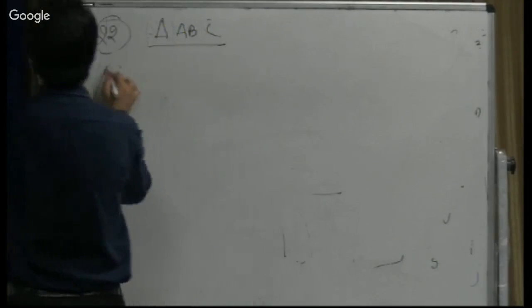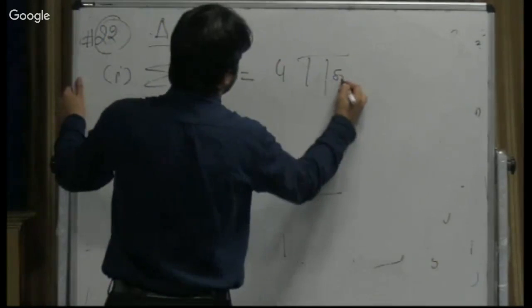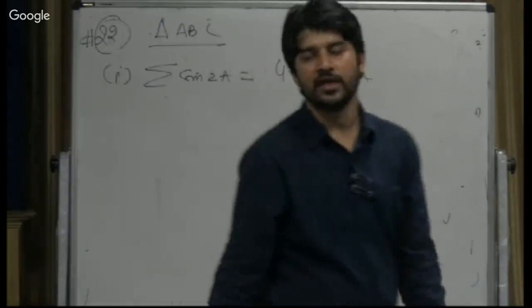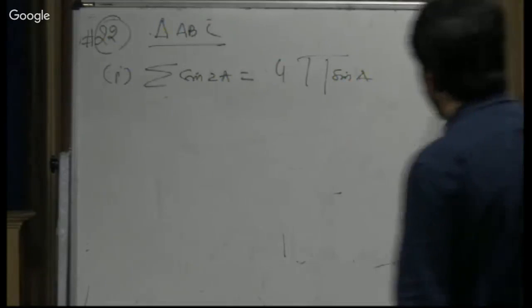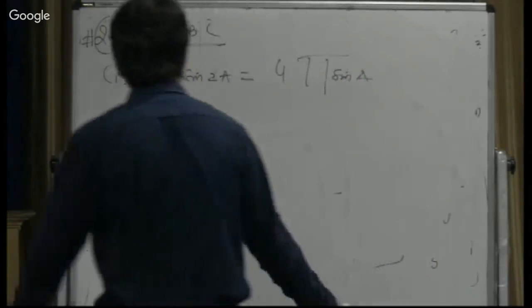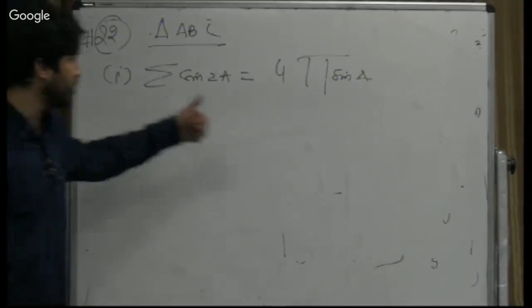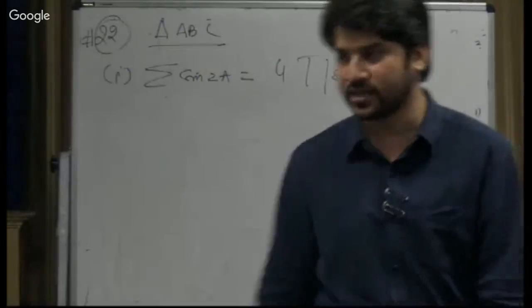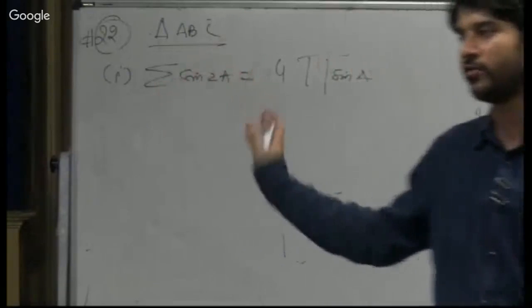You have to first show that sigma sine 2A is equal to 4 pi sine A. Do this first, then we will do the second and third. See, sigma sine 2A means sine 2A plus sine 2B plus sine 2C, which is equal to 4 into pi sine A, which means 4 into sine A into sine B into sine C. This is just a notation for writing those long terms in a very short form.